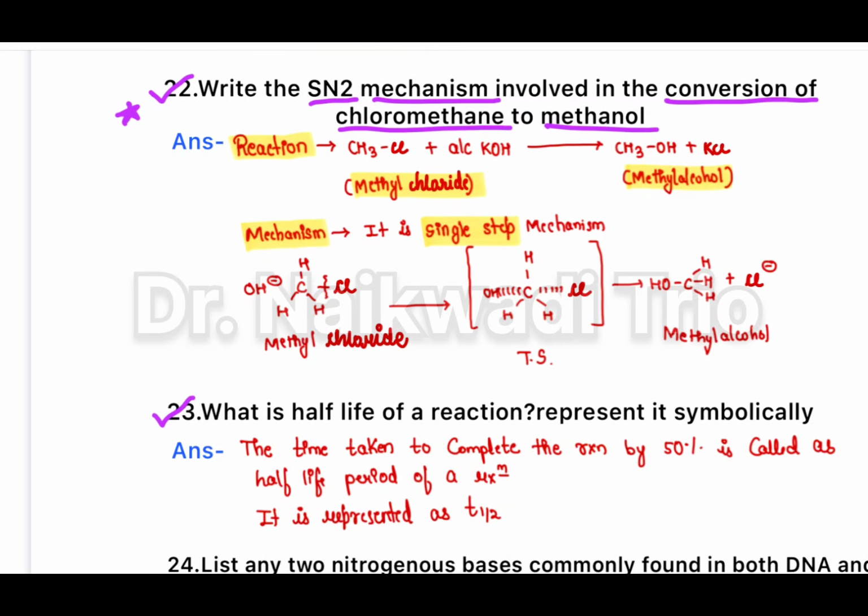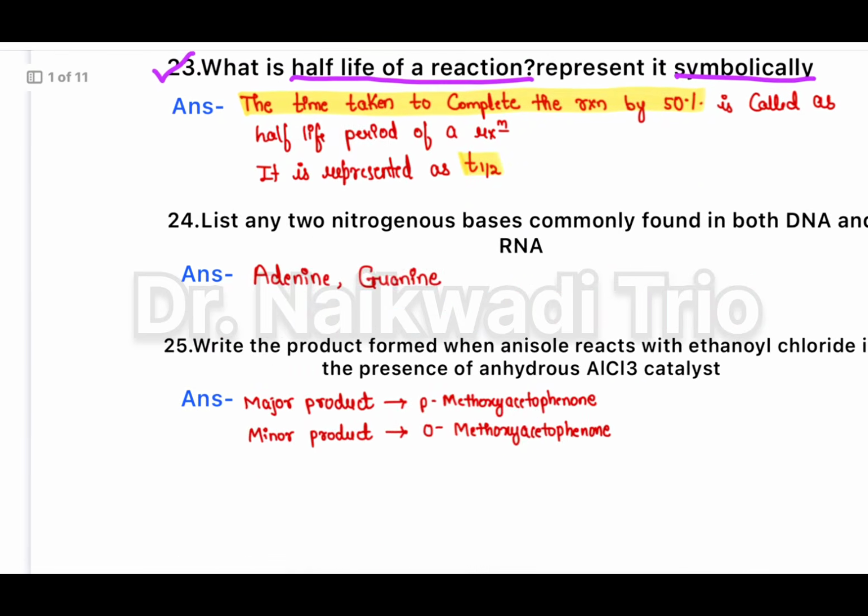Now the 23rd question is, what is the half life of a reaction, and represent it symbolically. Half life is nothing but the time taken to complete 50% of the reaction. That is called the half life, and it is denoted by t half. Next, the 24th question is, list any 2 nitrogenous bases commonly found in both DNA and RNA. The answer to this question is adenine and guanine.